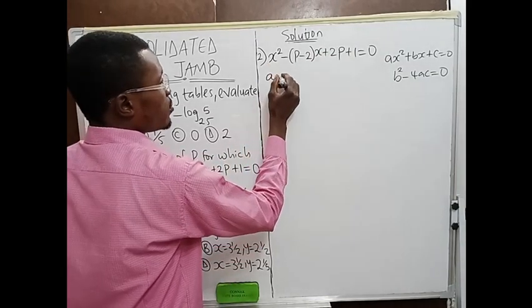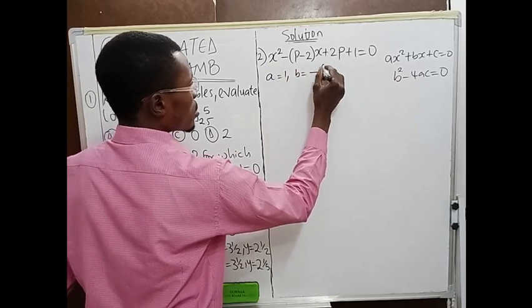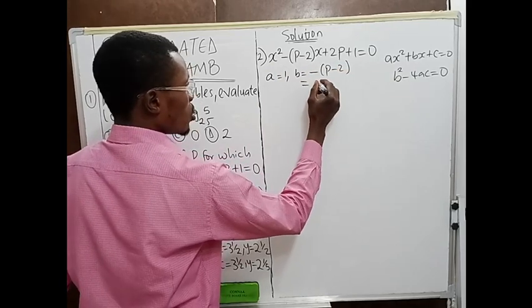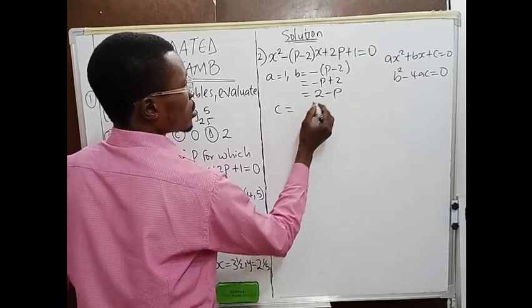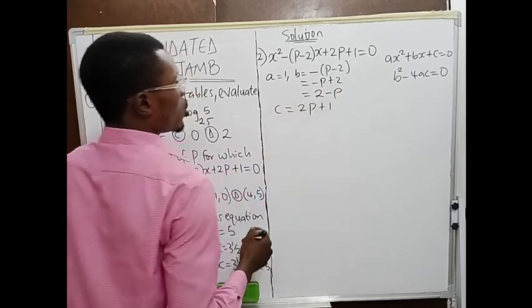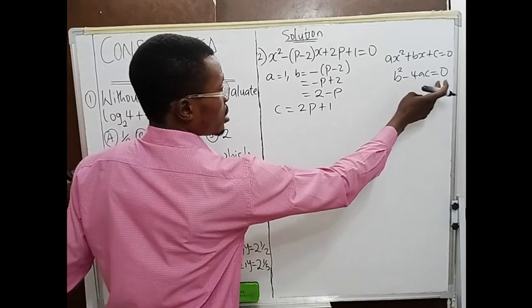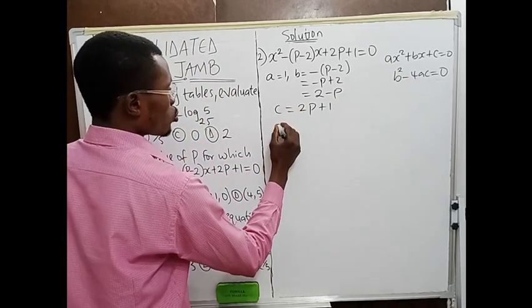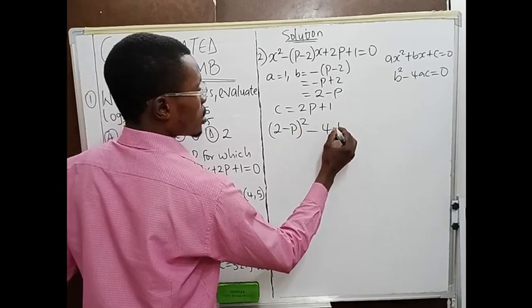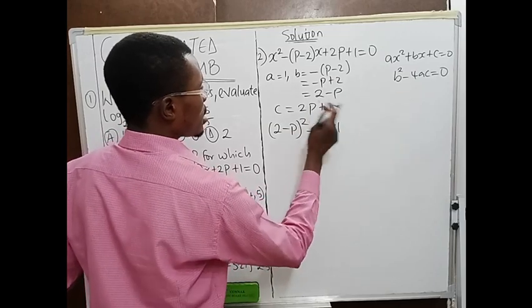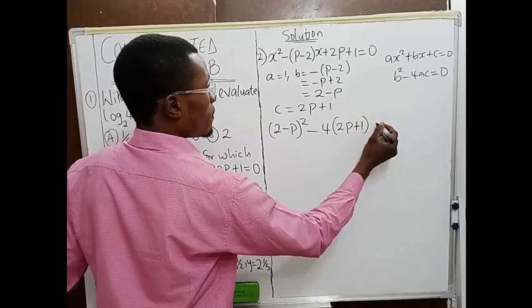So here now, if you compare with this, our a is what? 1. Our b is what? Minus (p minus 2), which is expressed as minus p plus 2, which is 2 minus p. And our c is what? 2p plus 1. So for the roots to be equal, we're going to have b squared minus 4ac equals 0, meaning (2 minus p) squared minus 4 times 1 times c. 4 times 1 is 4, then times c, 2p plus 1, must be equal to 0.